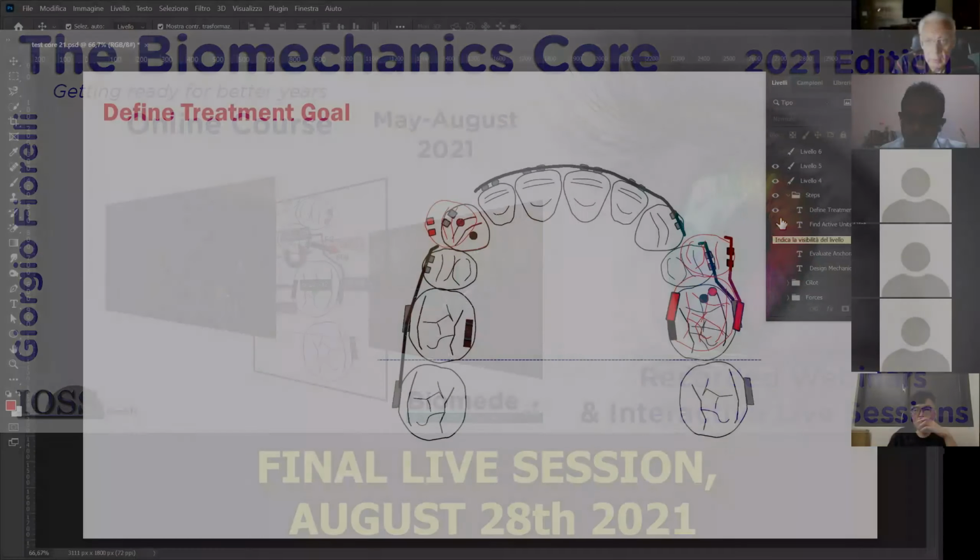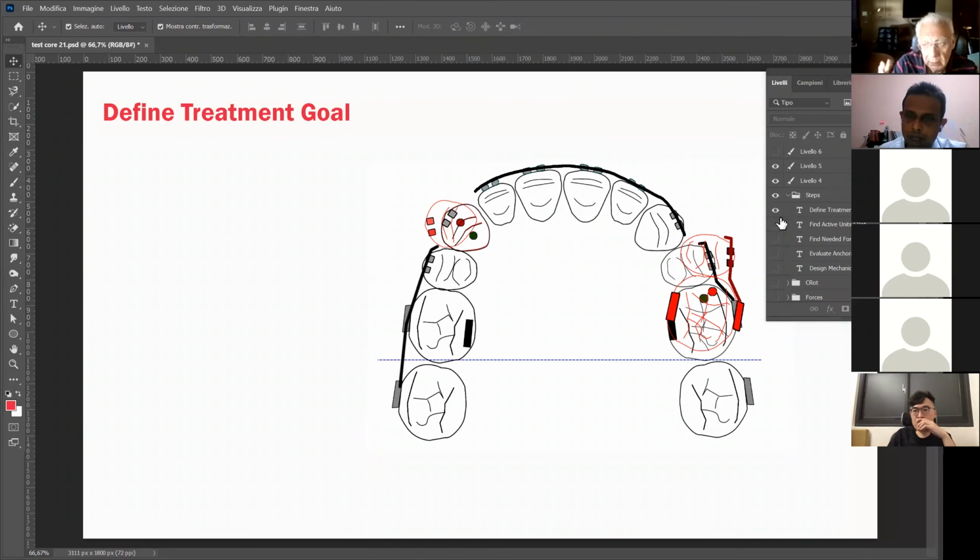It could have been an occlusogram, okay, or whatever. I mean, here I don't have any doubt of what is my treatment goal. Okay, good. What is the second step that you do now?